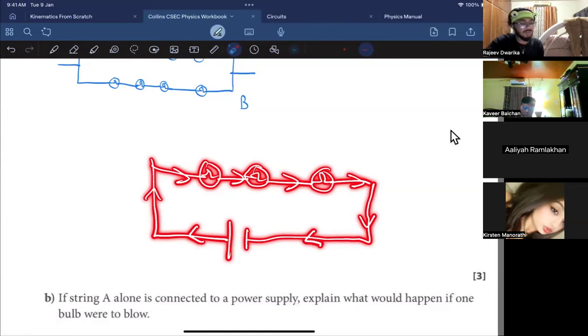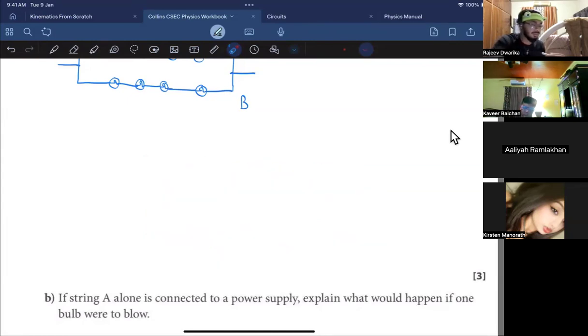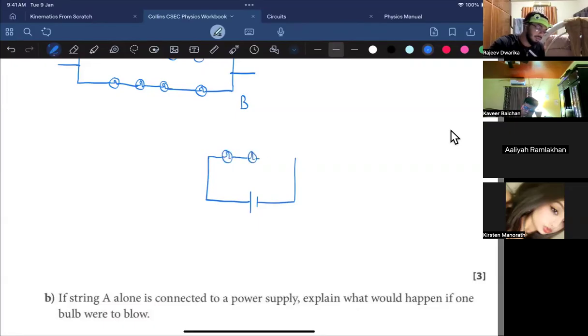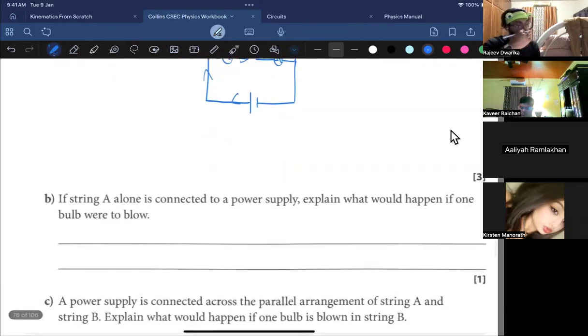Ali, I want to hear from you. Let me just say that the bulb in the middle were to blow. All the bulbs wouldn't light. It wouldn't light, because if it blows, that means the connection on the inside breaks. So will the current be able to fully pass through? No. So if one bulb were to blow, it would create an open circuit.